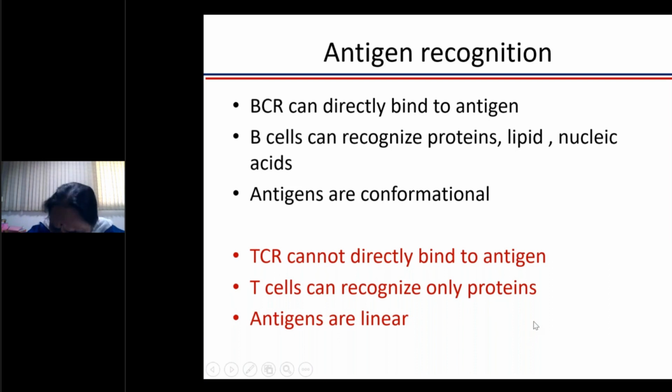Yeah, sure. Is there any difference in antigen presentation in different kinds of organs, like in liver, the antigen.